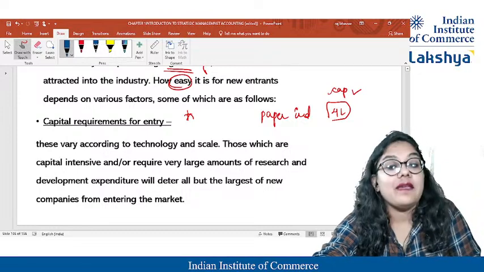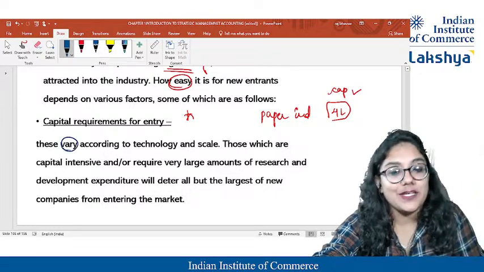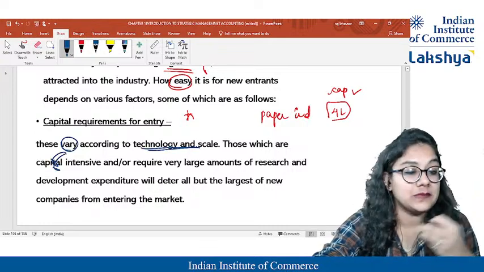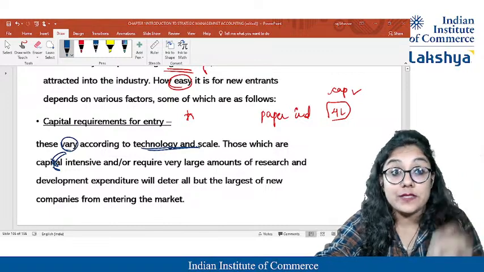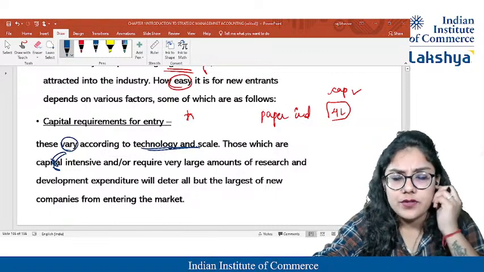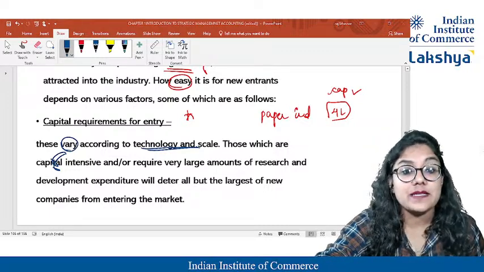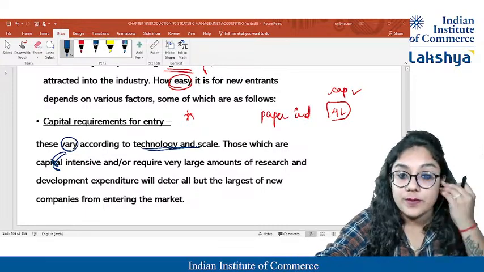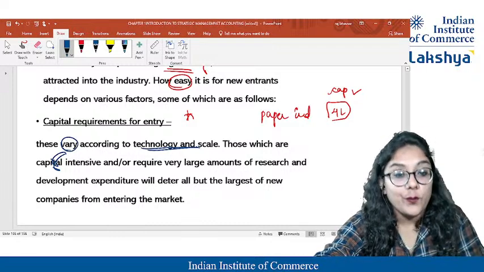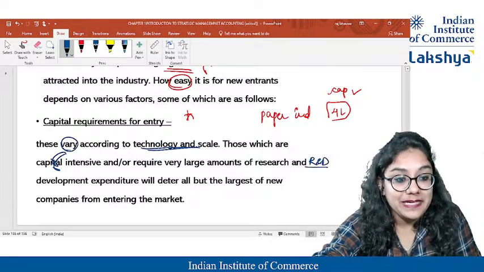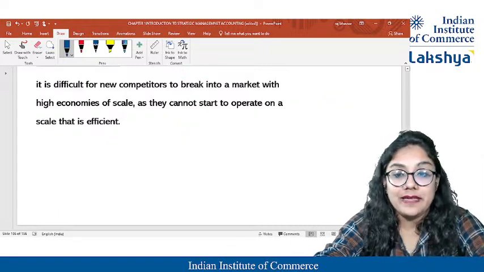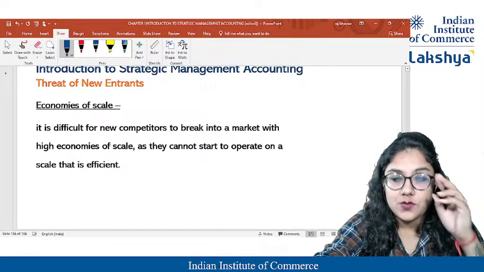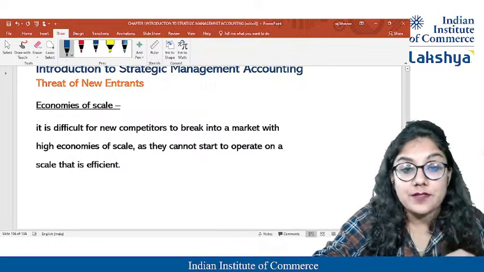The industries vary according to technology and scale. Those which are very capital intensive, which require huge R&D costs and all that, we are good with it, because there will not be so many competitors for sure. Then there are economies of scale, which means it is very difficult for new competitors to break into the market.